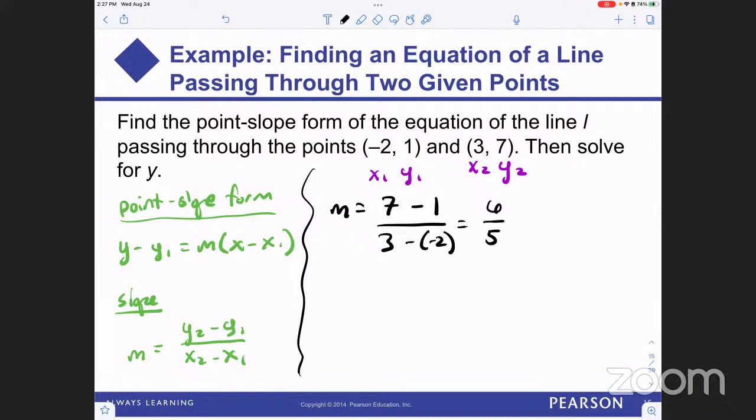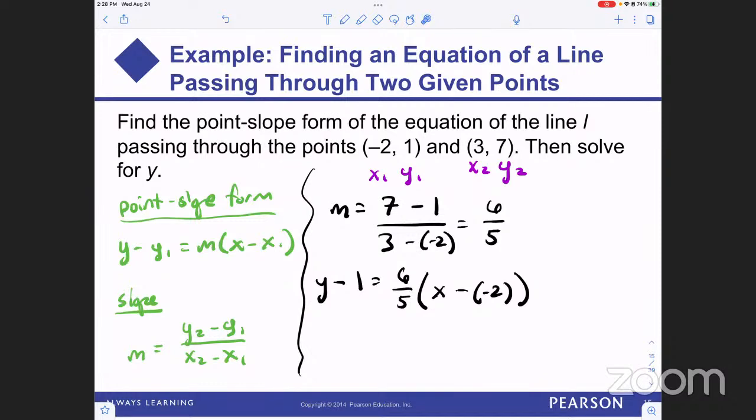So I think my students earlier chose the second point. Just to be different, I'm going to choose the first point and see if we get the same result. So if I use the first point with that slope, we're going to plug it into the point slope formula. So y minus, my y1 is 1 in this case. Our slope is 6 over 5 times x minus x1, which is negative 2. Now, when I did it earlier, I did get rid of the fraction, but it didn't really help us.